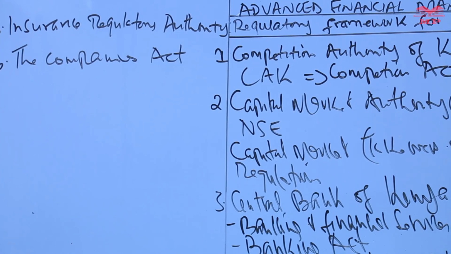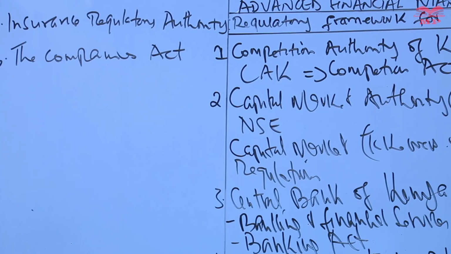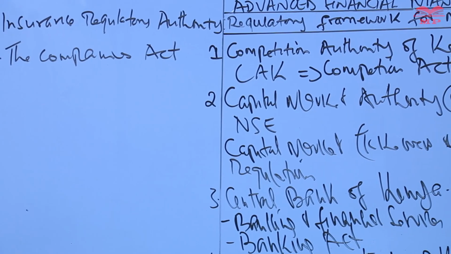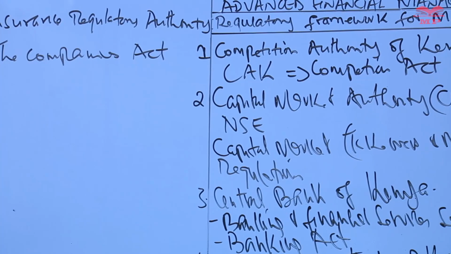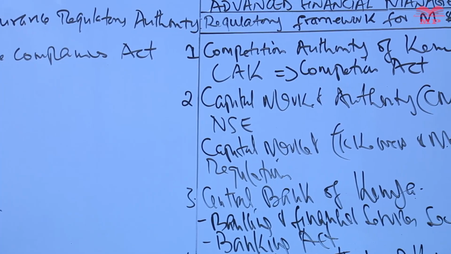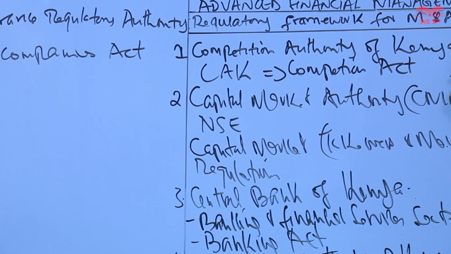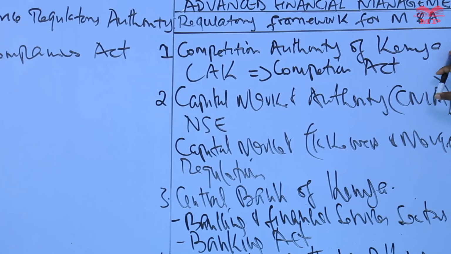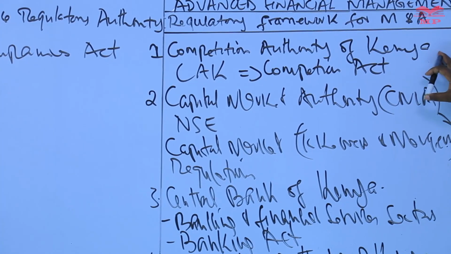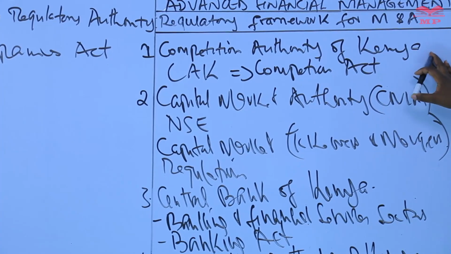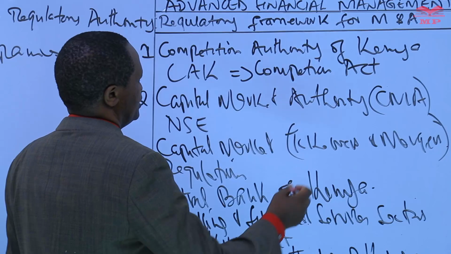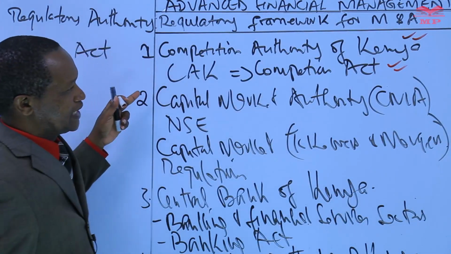We've said this is the principal body. The Competition Authority of Kenya is the primary regulatory body responsible for overseeing mergers and acquisitions. Its mandate is derived from the Competition Act, which is the principal legislation governing competition and mergers and acquisitions. The role of this authority is to prevent anti-competitive practices that may arise from mergers and acquisitions. So this is the principal body, and the principal legislation is the Competition Act.